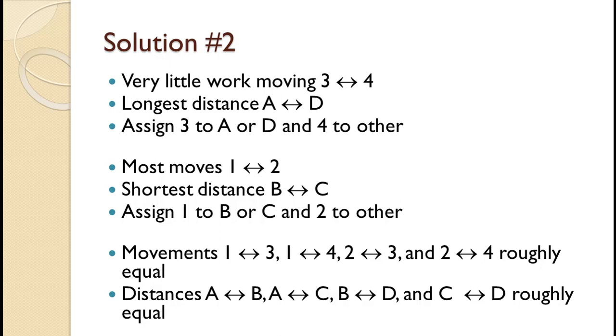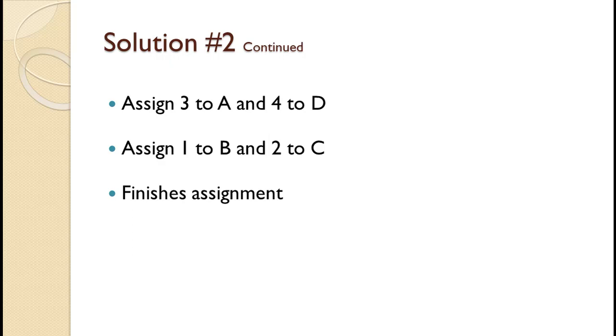All of the other pairs of distances are either 50 or 60, so they are roughly the same. All of the other movement levels are between 30 and 40, so they too are roughly the same. Thus, they do not really help us decide on the arrangement. Without any compelling reason to go one way or the other, we arbitrarily assign 3 to A and 4 to D. Likewise, we arbitrarily assign 1 to B and 2 to C. In all likelihood, switching these two pairs of assignments would result in roughly the same cost. Interested viewers should check that assumption to be sure.